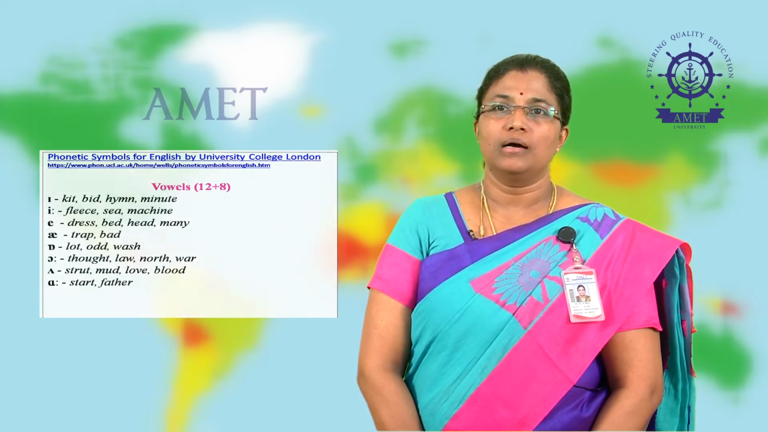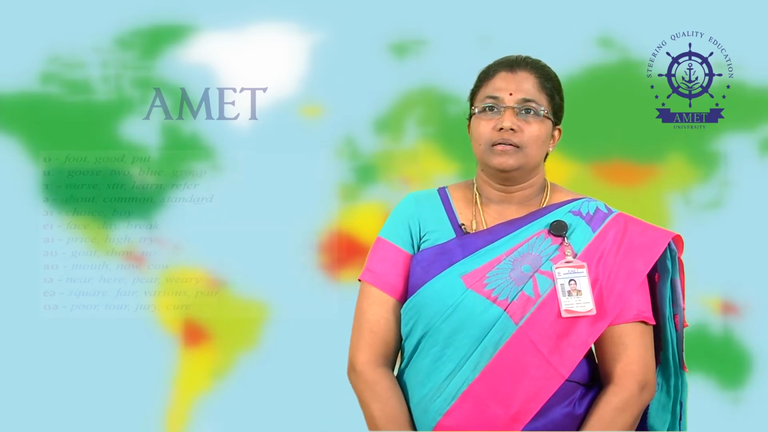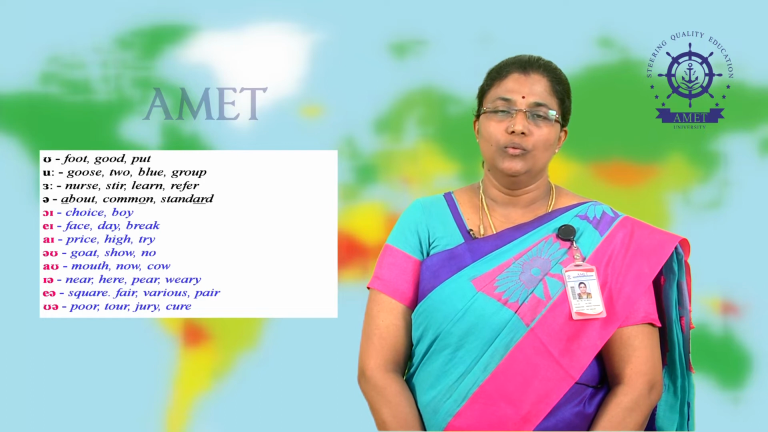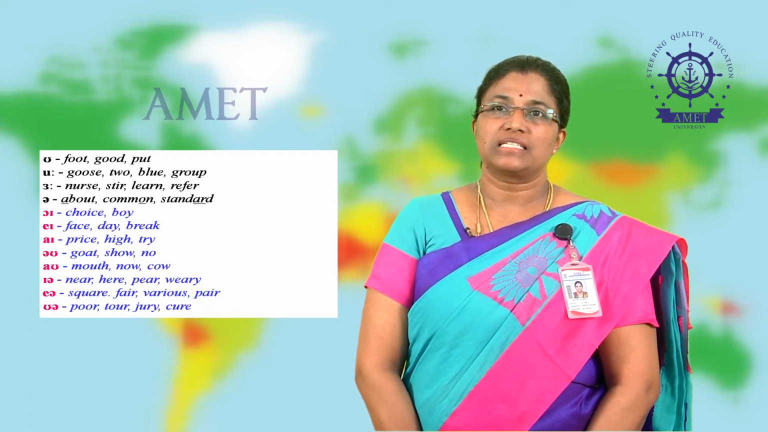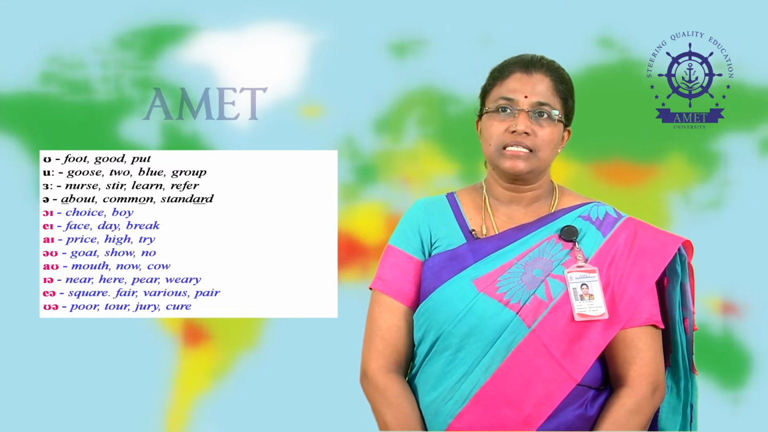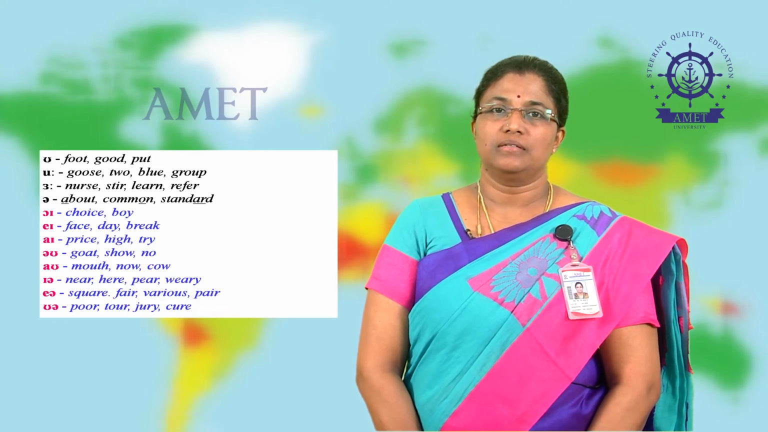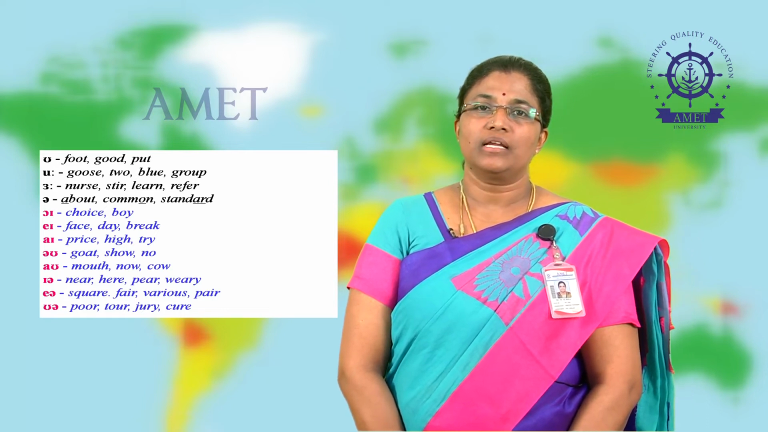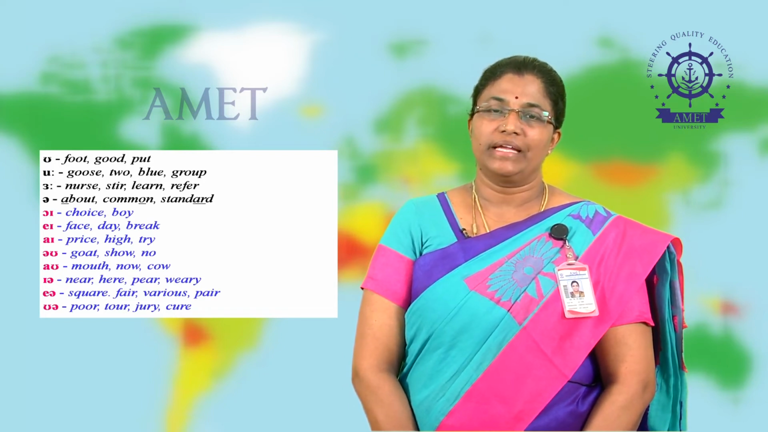Next sound, as in start and father. Next sound is short oo, as in foot, good, put. Next sound is long oo, as in goose, two, blue, group. Next sound is as in nurse, stir, learn, refer. Next sound is short, as in about, command, standard. So far we have come across the single sounds, monophthongs, of the English language.